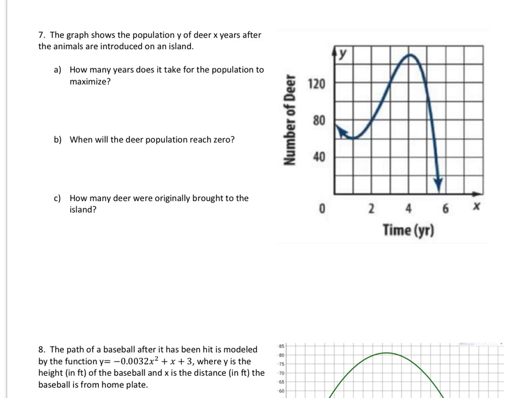All right, so looking at number 7, it gives you a graph, and it says the graph shows population, which is on the y-axis, and the time in years since animals are introduced to an island. And the first question says, how many years does it take for the population to maximize? So I'm looking at this graph, and I notice that the maximum is happening right here. And so I'm kind of looking down this direction, and that's happening at about 4 years.